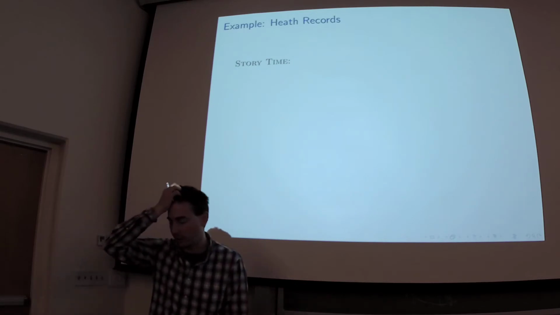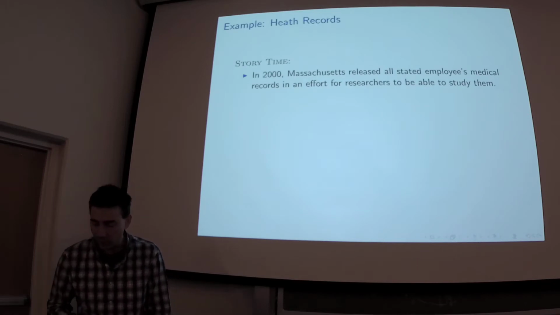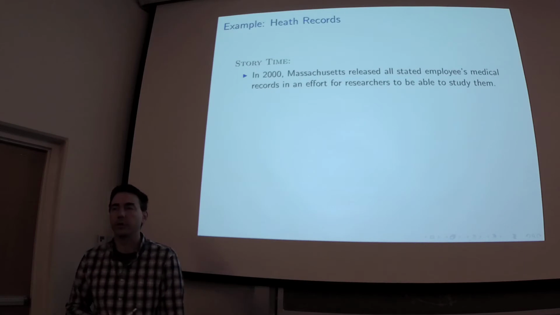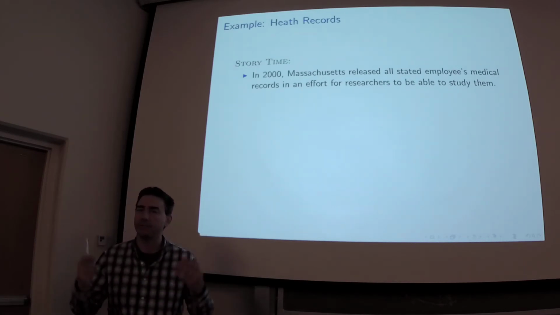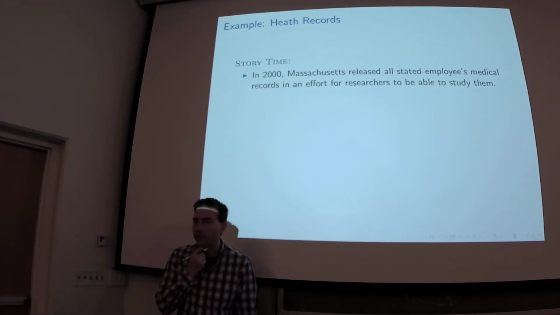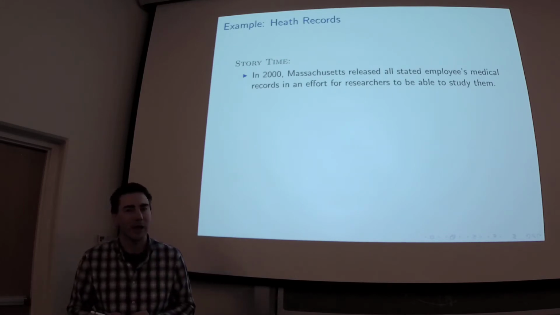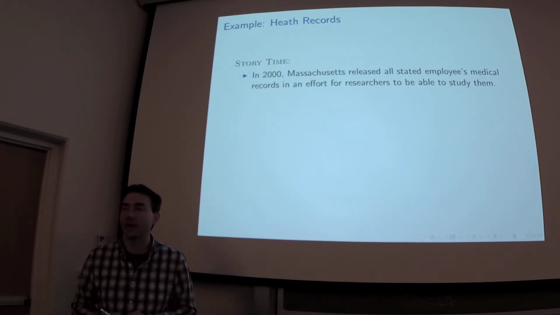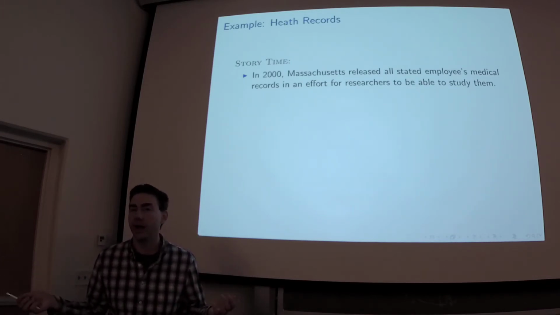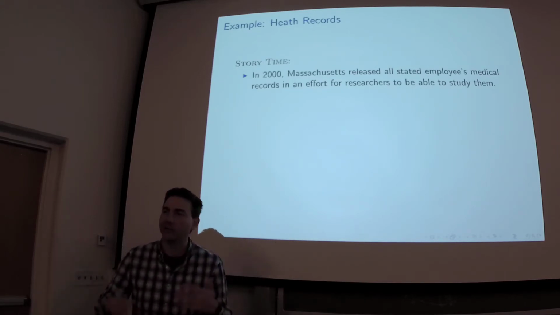But this was not always clear, right? So let me go through an example of something that happened. In, I think, the year 2000, the state of Massachusetts was trying to be very forward-looking on this, and there are lots of universities in the state, and they probably lobbied the legislature, saying, think of all the science we could do if we knew everyone's health records in the state. We can make predictions, provide better health care, and stuff like this.